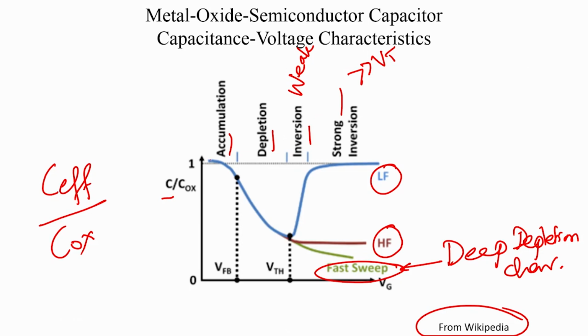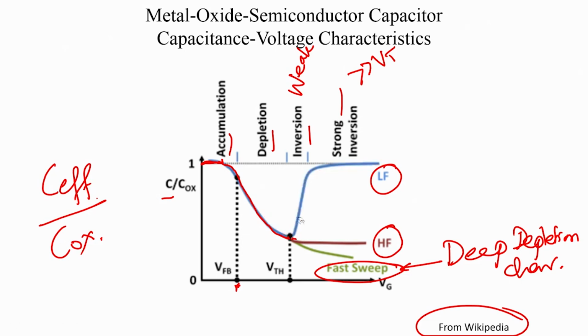So, in accumulation mode, you have C effective being equal to Cox. So, C by Cox is 1 because it is holes appearing at the interface. And then in depletion mode, you have the series combination of Cox and C depletion, and the capacitance goes down. This happens after V is equal to VFB. And once you hit threshold voltage, the device approaches strong inversion, and you have electrons at the interface, and they can easily respond to the low frequency signal, and you have your low frequency characteristics.